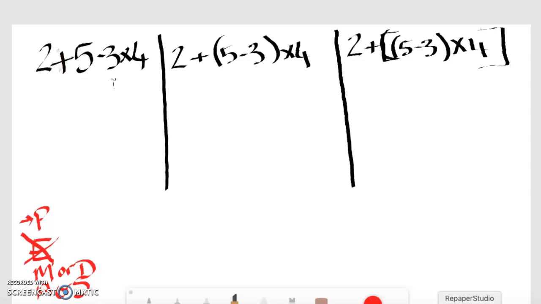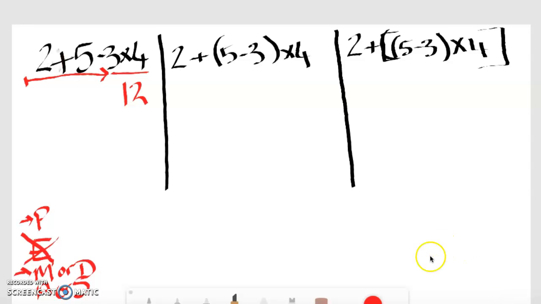So I go up to my expression, and I'm going to do the parentheses first. Well, wait a minute. I don't have any parentheses. What do I do? Well, I go down to my next one. Multiplication or division, whichever comes first from left to right. Well, look, I have multiplication here, 3 times 4. So I'm going to bring my 3 times 4, which is actually 12.